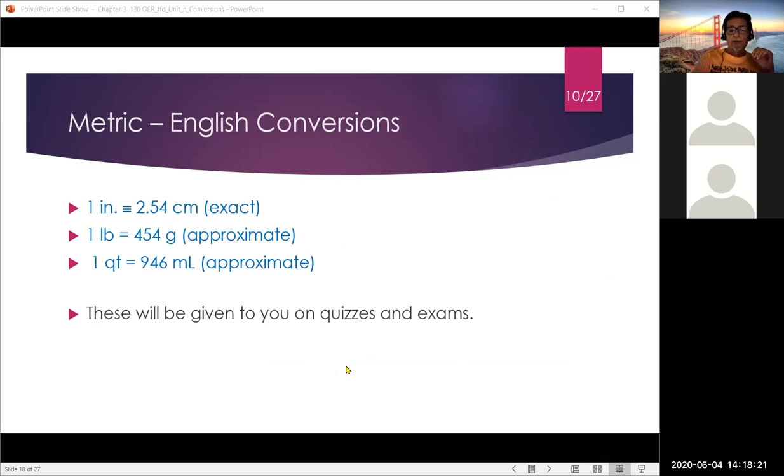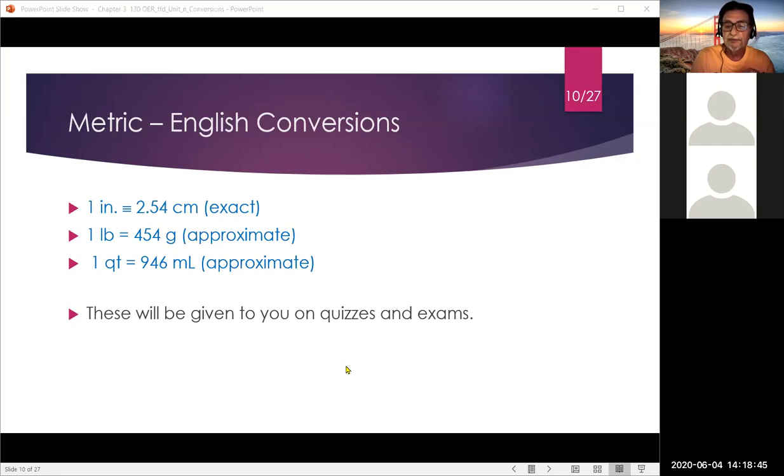Okay, now in the sheets table, we give you these factors. That 1 inch is 2.54 centimeters. 1 pound is 454 grams. 1 quart is 946 milliliters. Now, of these conversion factors, the 1 inch is 2.54 centimeters is treated as an exact number.